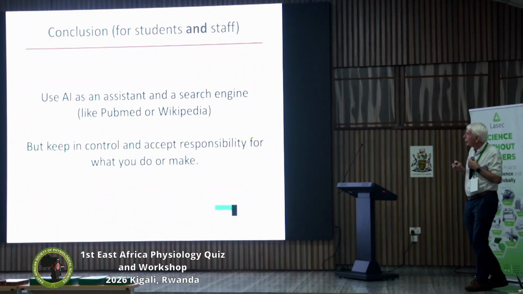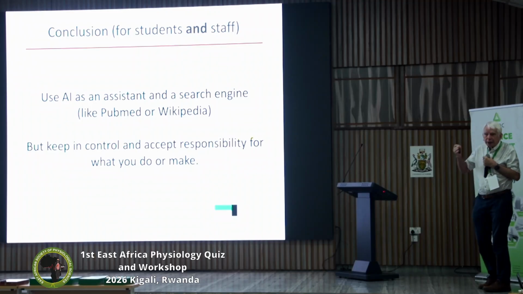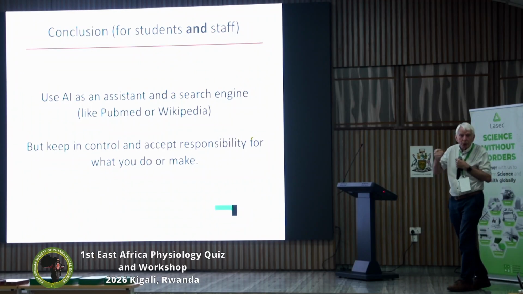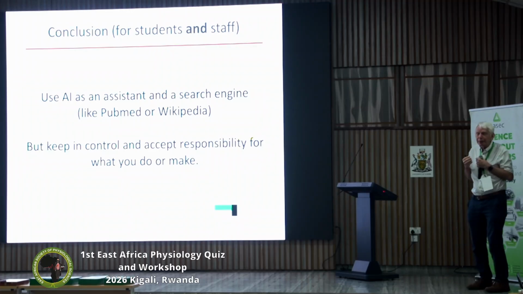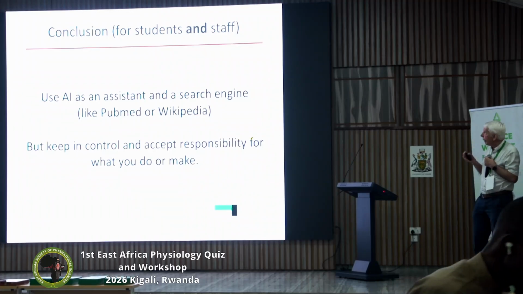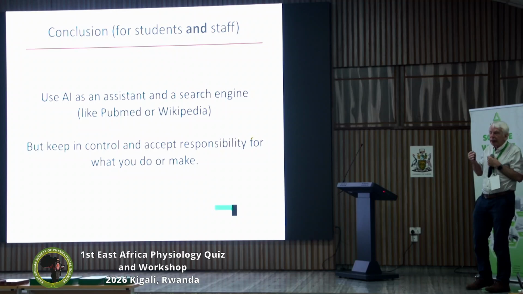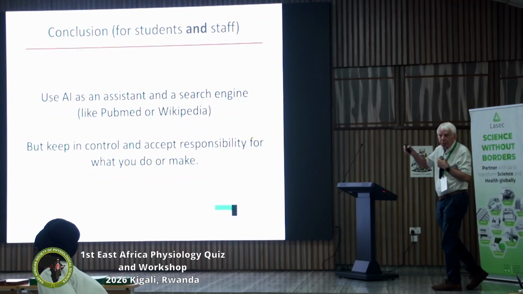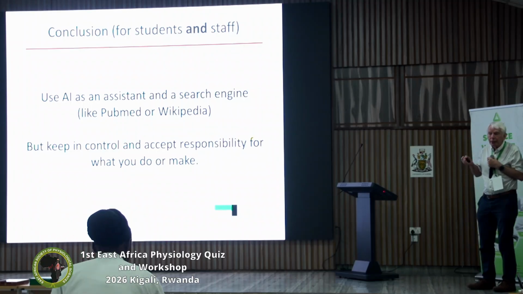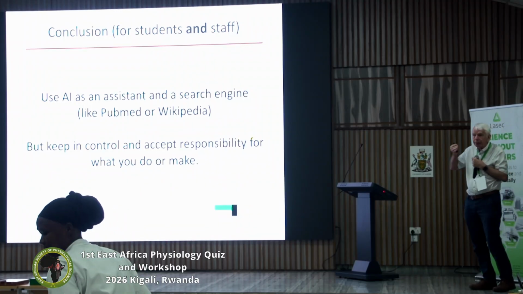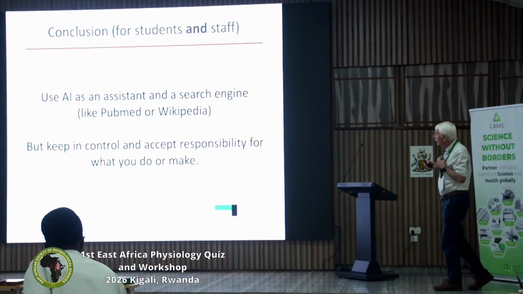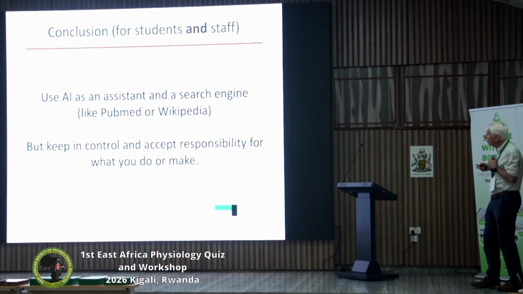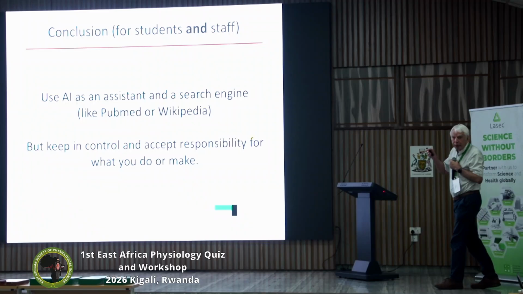So in conclusion, I think nowadays definitely AI models will improve any further, but at the moment my impression is that you should use AI as an assistant, as a search engine such as PubMed or Wikipedia. You can get ideas from it, but you have to be very careful in the use. You have to keep control and accept responsibility for what you do or make.